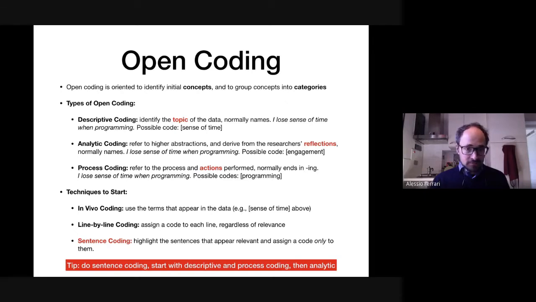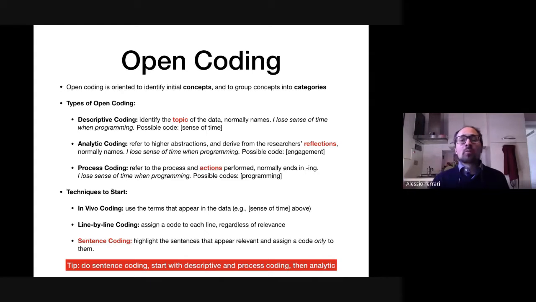Open coding is described here and is oriented to identify initial concepts and group concepts into categories. So here our definition comes. Concepts and categories: concepts are lower level and categories are higher level. There are different types of coding. There can be descriptive coding that is associated to the topic of the data.